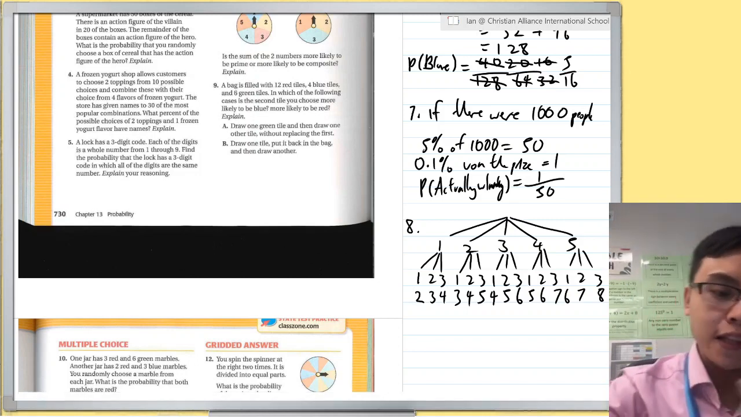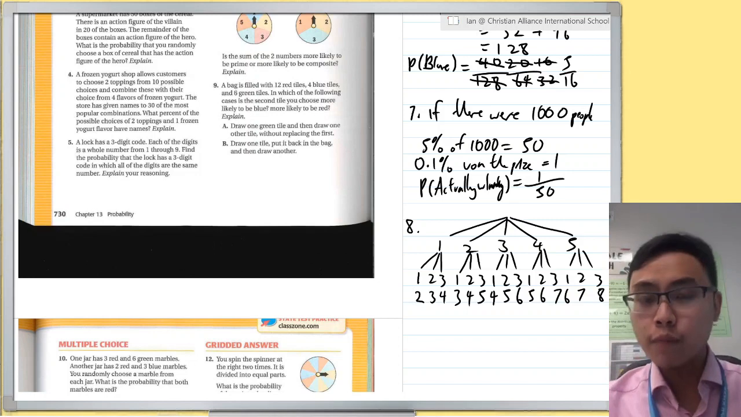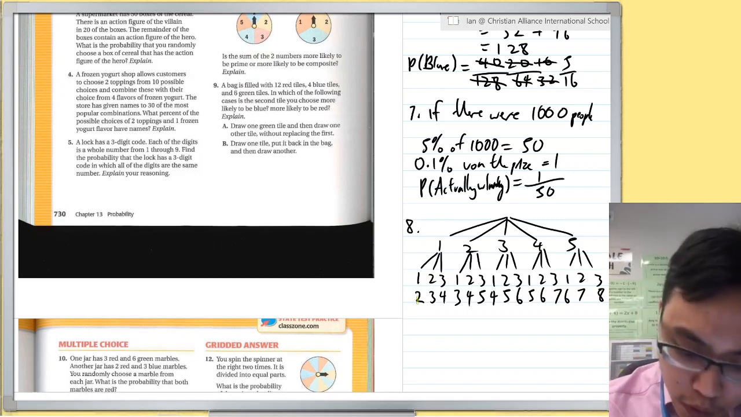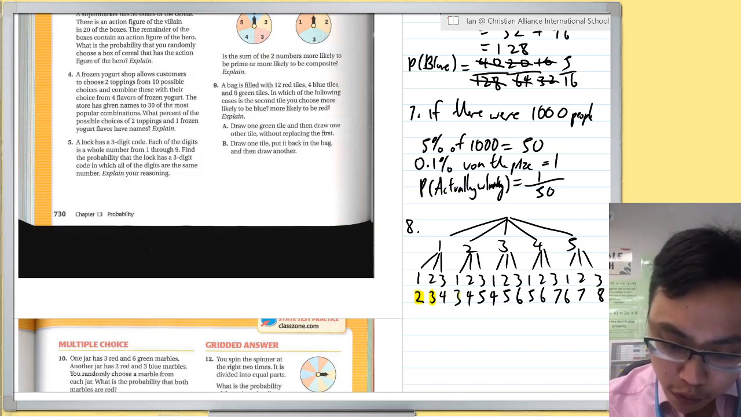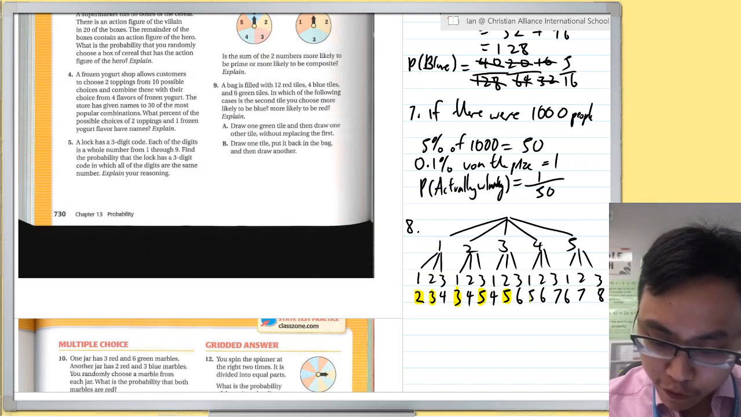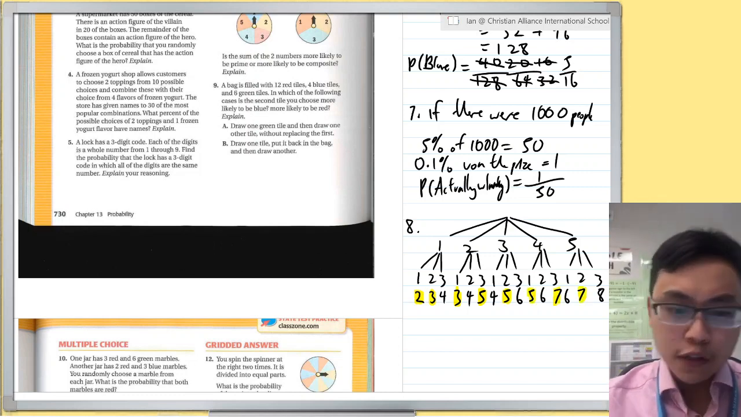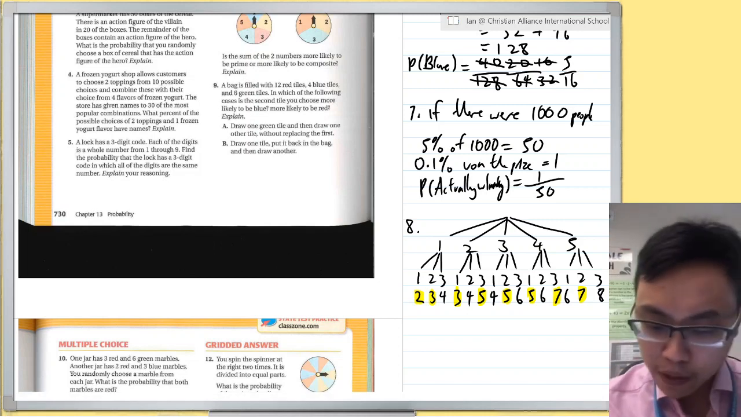Then we want to see which ones are prime and which ones are composite. I will highlight the ones that are prime numbers. So which ones are prime? 2 is a prime number, 3 is prime, 3 is also prime here, 5 is prime, 5 is prime, 5 is prime, 7 is prime, 7 is prime. And so of all those highlighted, how many are prime?